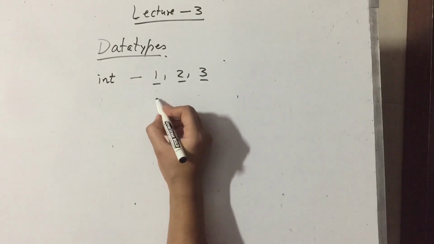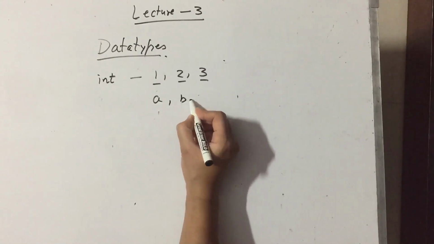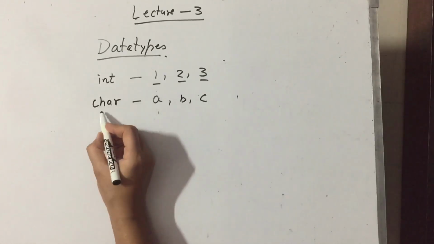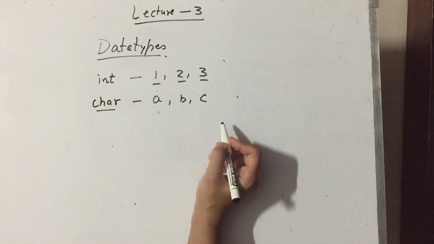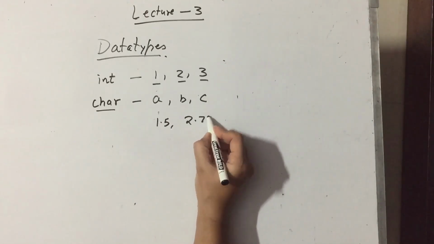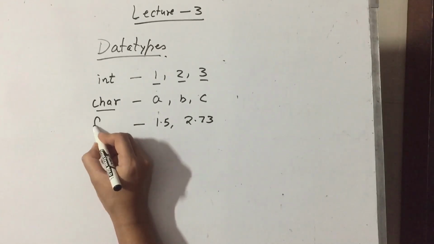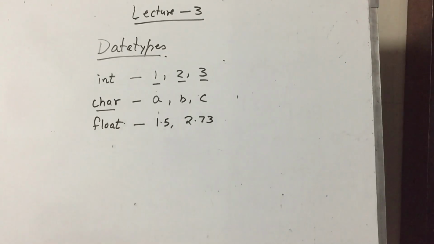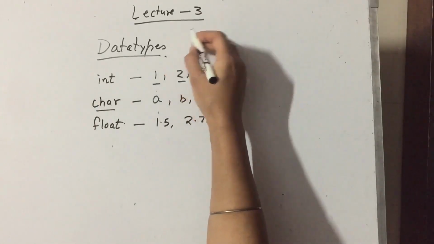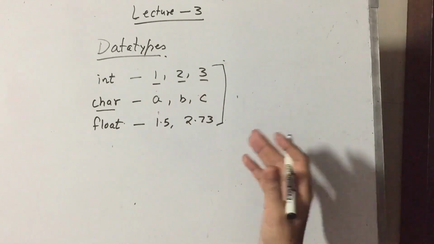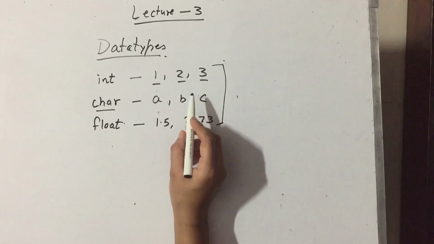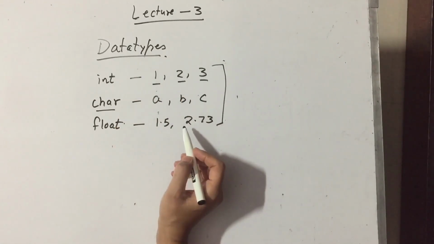If I write something like A, B, C, this is character data type, which is called char in your C language. If I write something like 1.5, 2.73, this is the float data type. These are the 3 basics. We will be discussing the types of data type in detail just now after I finish this off. But before that, I just want to give you a basic idea of what a data type is.